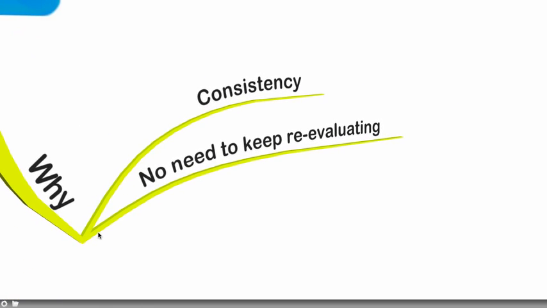Linked to that, with the accounting standards, there's no need to keep on re-evaluating what's the definition of an asset, what's the definition of a liability. Every time we come to do a new standard, when do we recognise something? It's already been looked at once in the principles, so it doesn't need to be looked at again.